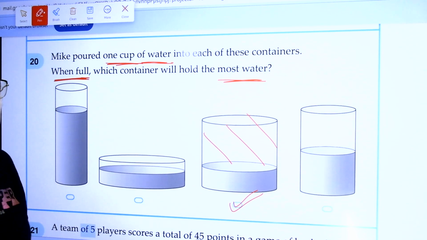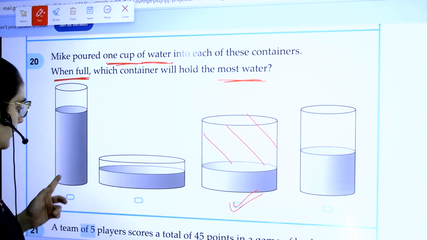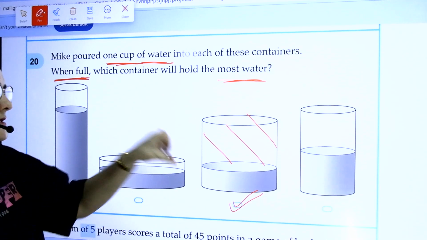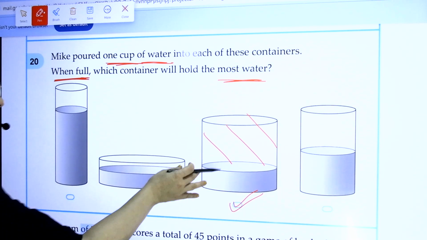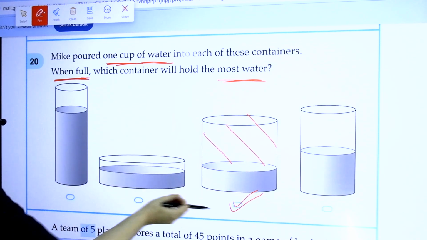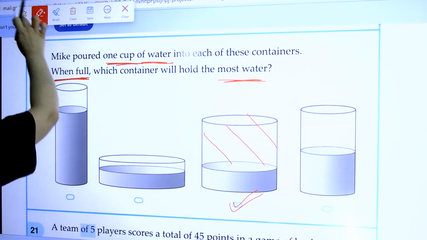Because he had 1 cup of water and he put 1 cup, the same amount of water, in this, and the same 1 cup in this, the same 1 cup in this, as well as this. So C has the most space left. That's why I think this is the container in which he can put the most water compared to the others.